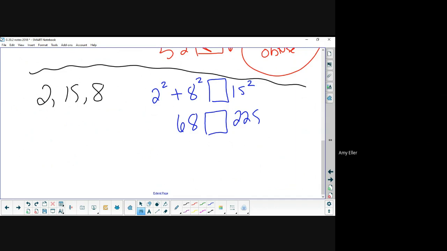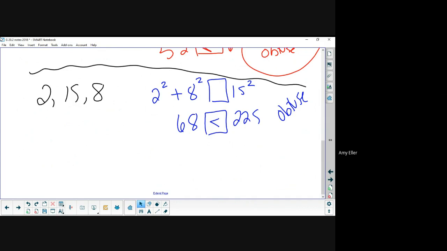Compared to 225, 68 is less than. So what kind of triangle do we think it is? Obtuse. All right, very important here. I'm glad she picked those numbers because I was going to pick numbers kind of like that for this reason.